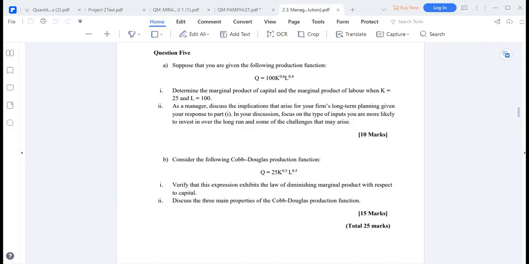Any questions at this point? Is this clear? Then the second part of the question was asking us to do what?